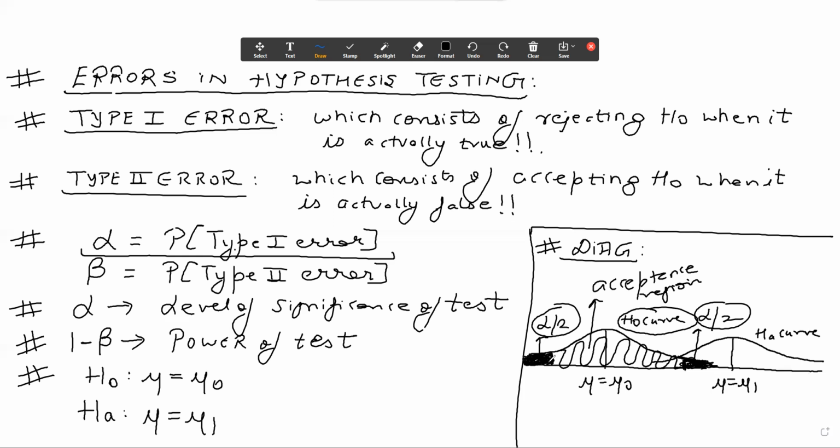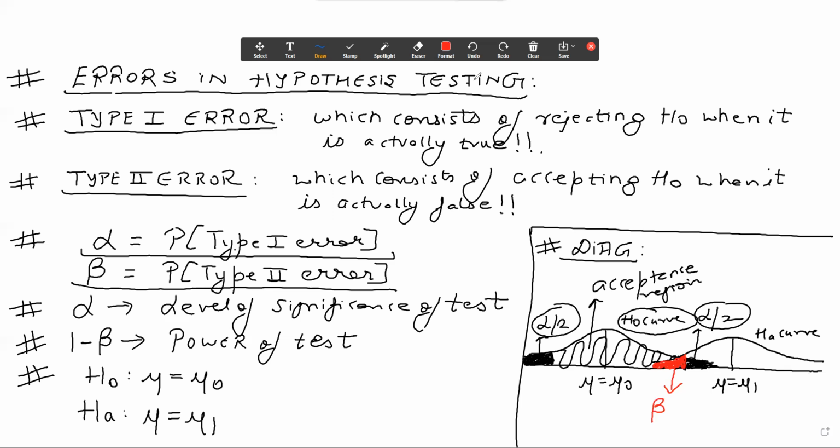And now guys, what will beta be? Beta is the probability of type 2 error. Now what was type 2 error? It was the probability of accepting the null hypothesis when it should be rejected. So I can show it on the screen. The red region is beta. Look at the red region. So this is nothing but beta.